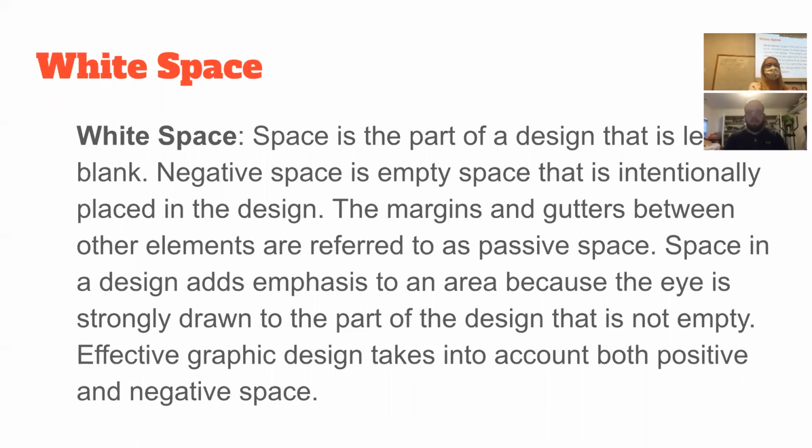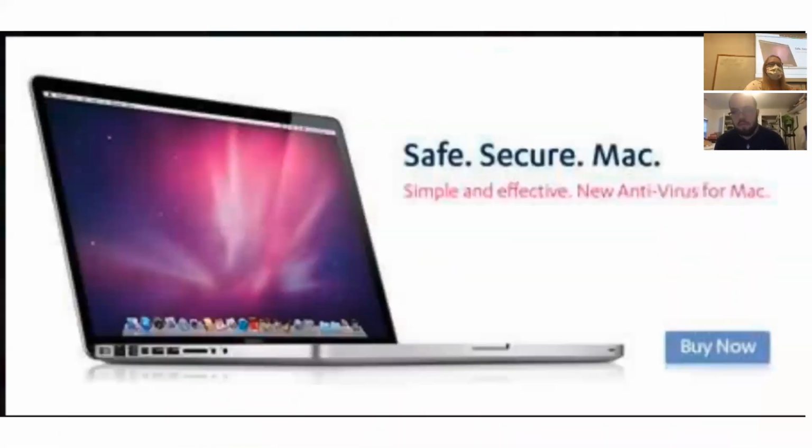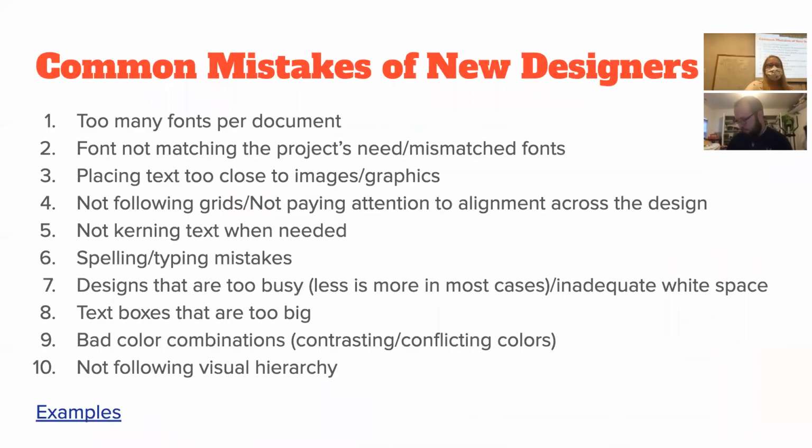And so negative space, empty space, is intentionally placed in the design. It adds emphasis to the area because the eye is drawn to a specific element that you want to have. So here are some examples of how white space has been used effectively. It's clean, simple design. And then one of the major brands that's kind of known for their use of white space is Mac. Apple products, most of the design, most of the advertisements use white space. It makes it look clean, simple, and it goes with their theme.